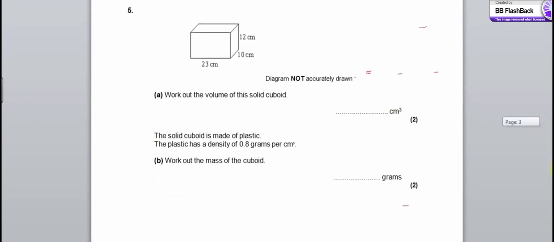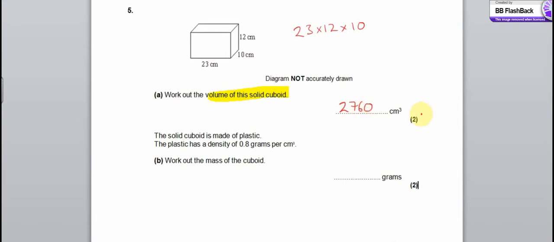Okay, the challenge question with some random little bits on the screen. Now, first of all, work out the volume of this solid cuboid. So it's another volume question, so width times length times height. So 23 times 12 times 10. Okay, so 23 times 12 times 10 gives you 2,760.